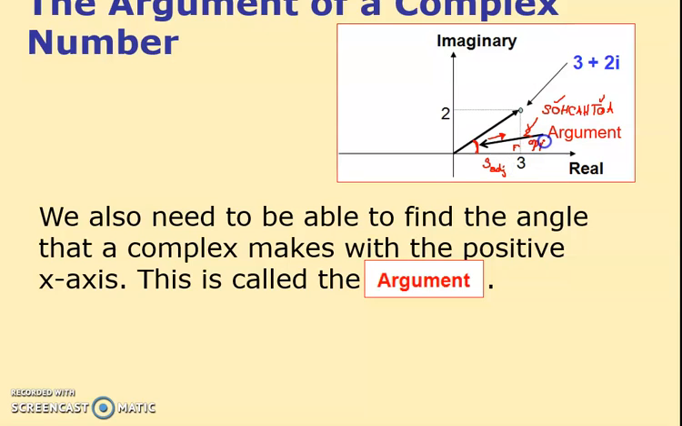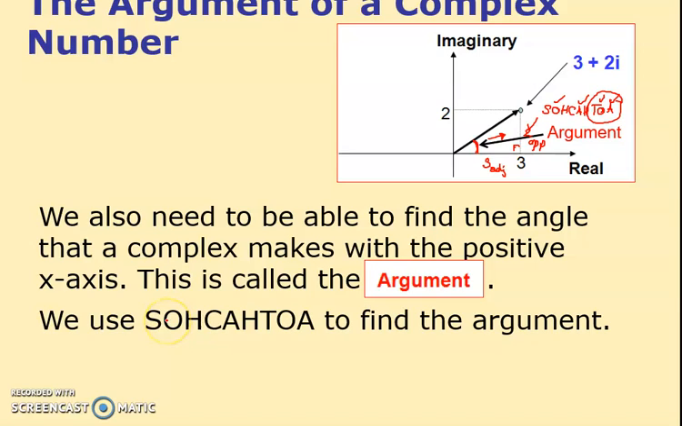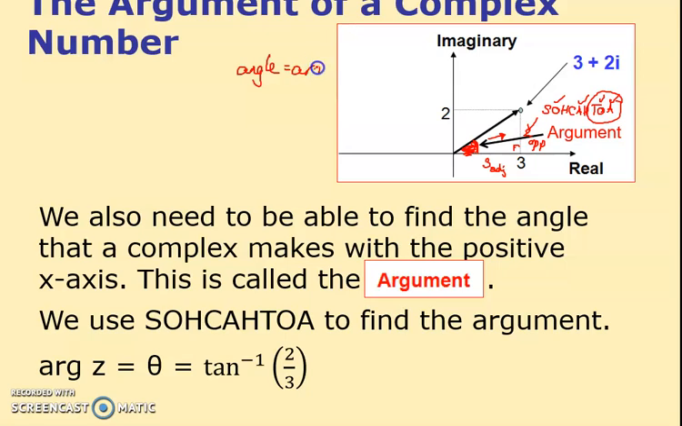That was the opposite, wasn't it? So I can tick the O and the A, and you can see I've got the tangent. And it's always the tangent I'm going to use. So we use SOHCAHTOA, and as I said, this is called the argument. That's a strange word for an angle, isn't it? So you might want to just write down the angle is called the argument, and usually written arg z.